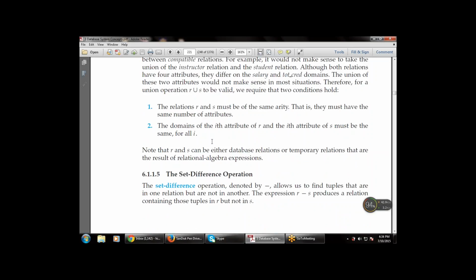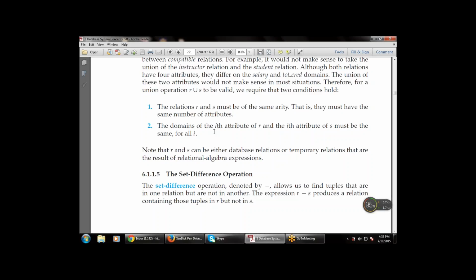Then we will discuss the attributes used for the union operation. Two conditions must be satisfied. If there are two relations R and S and I want to find the union of R and S, then R and S must be of the same arity, that is, they have the same number of attributes. If the first table has 4 attributes, that is 4 columns, the second table must also have 4 attributes to be combined. Then the domains of the ith attribute of R and the ith attribute of S must be the same for all i. Note that R and S can be either database relations or temporary relations that are the result of relational algebra expressions.